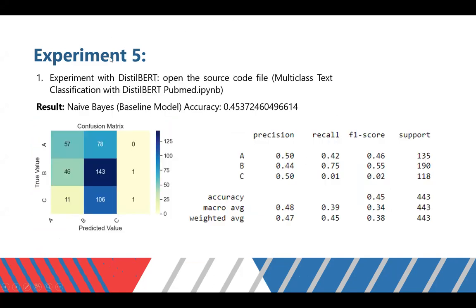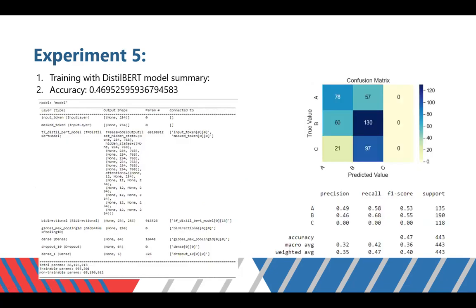I also experiment with another way. This one is using DistilBERT. This one is the open source code file. This is the source code. I already sent everything to you. And I experiment with naive Bayes. The accuracy is 45%, so it's worse than the other method. And then when training using the DistilBERT model summary, the accuracy is 46.9%. This one is using TensorFlow.